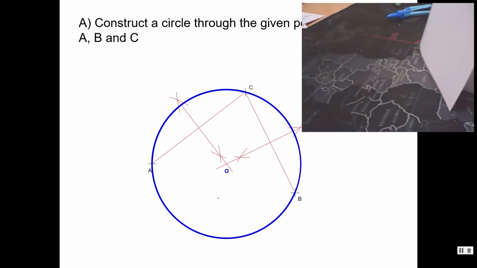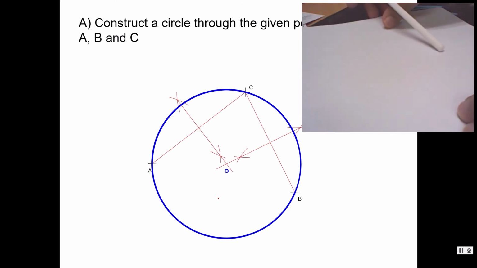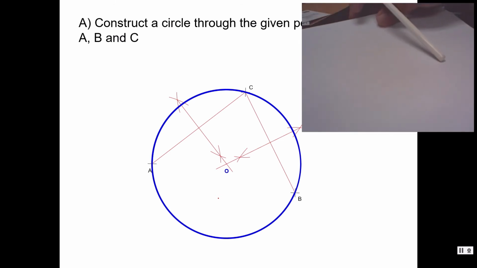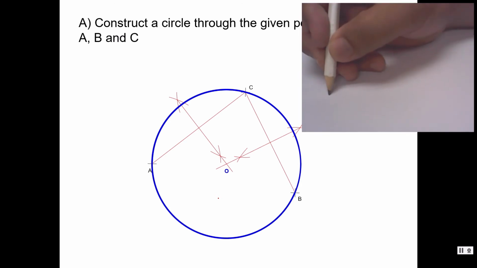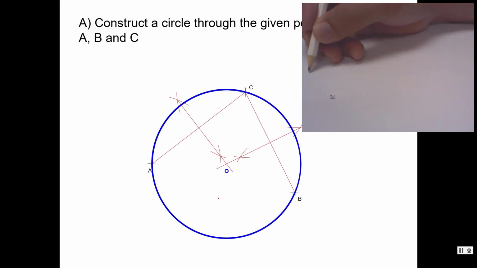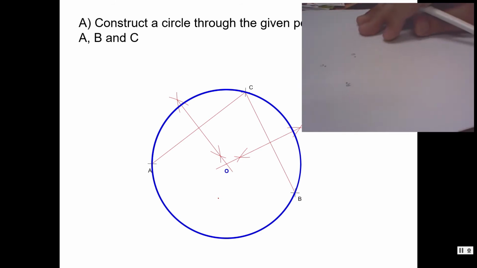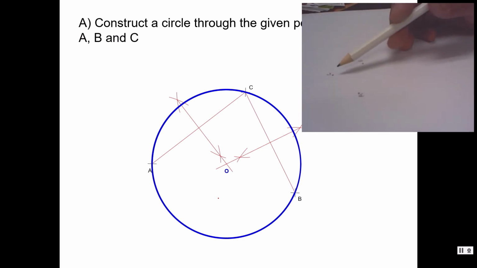We have, let's say this is point A, we have point C, we have point B. It's up to you in terms of the position of the points, as long as we make sure that the circle will touch all these points, yeah.